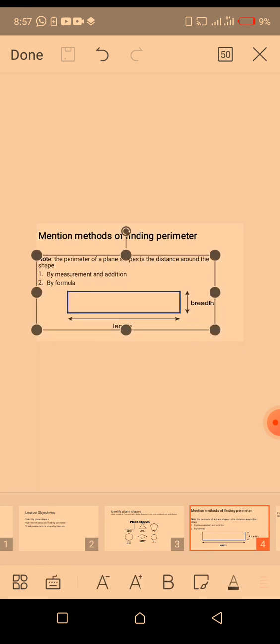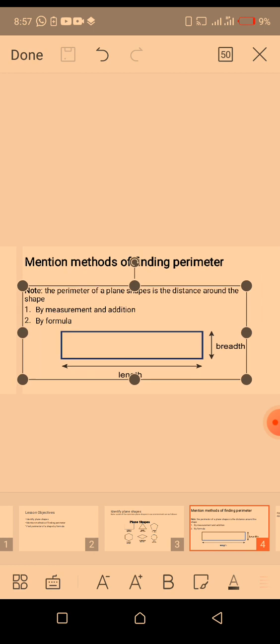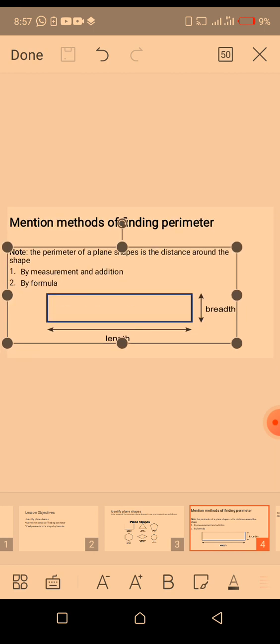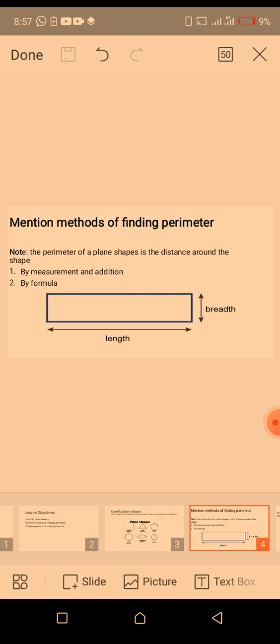Now let us mention methods of finding perimeter. Note, in our previous class we were able to define the perimeter of a plane shape as the distance around the shape. Please, I need you to take note of this: the perimeter of a plane shape is the distance around the shape.